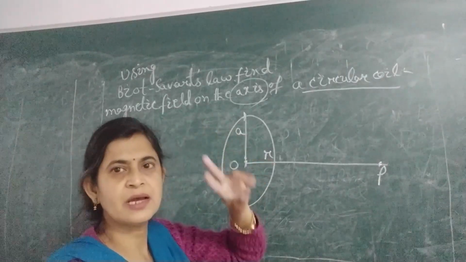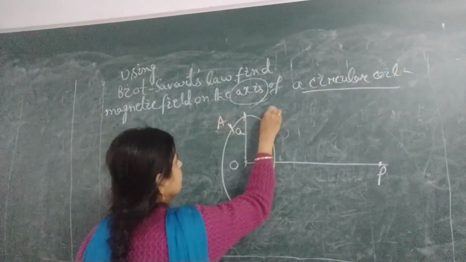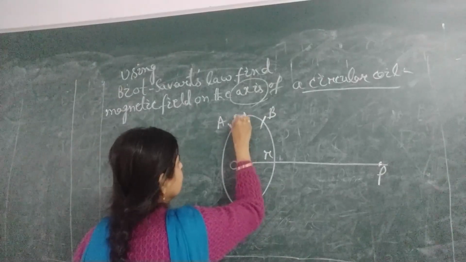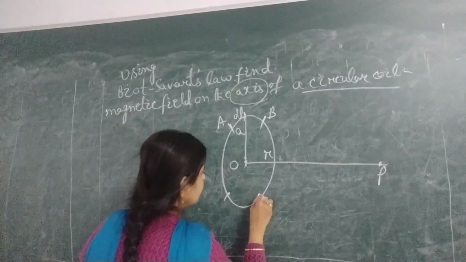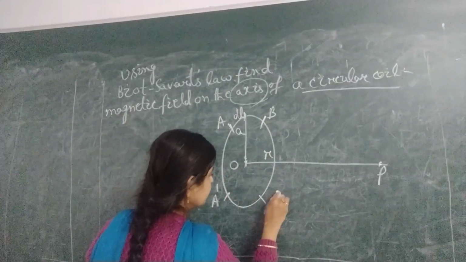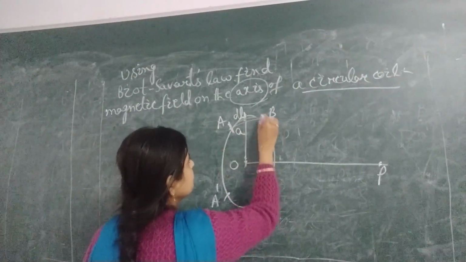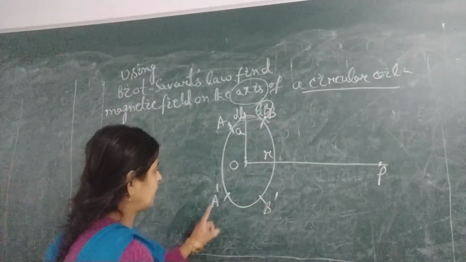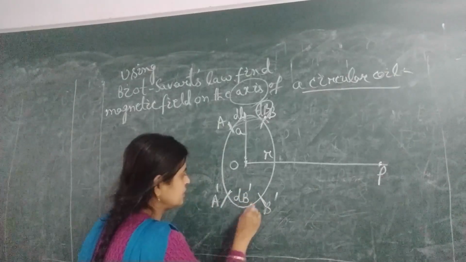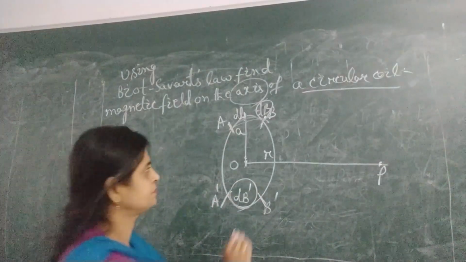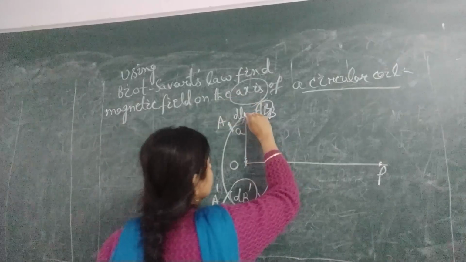Now, we consider two diametrically opposite elements. Suppose this is AB, whose length is dl, and another element, A dash B dash. The magnetic field due to AB is dB, and the magnetic field due to the element A dash B dash is dB dash. Clear? Now, this is the center of the small element.